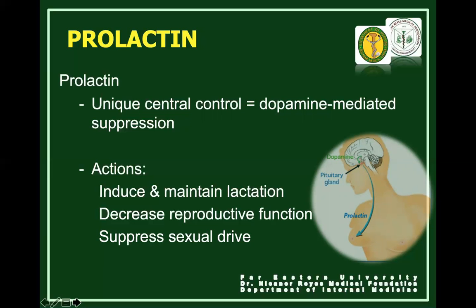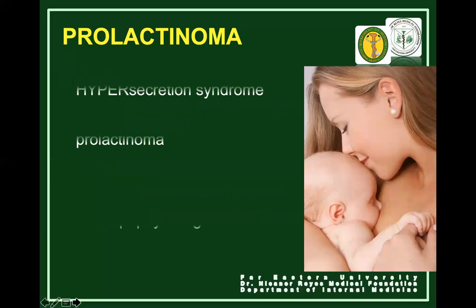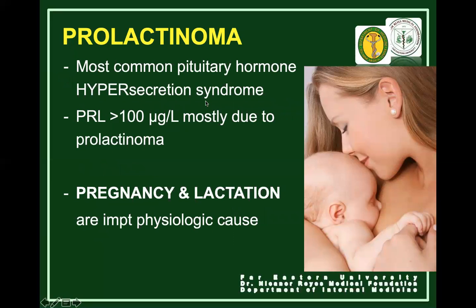Physiologically, that makes sense if you just had a baby and you have to nurture that one, no? So reproduction is suppressed, as well as the sexual drive. So that is the main function of your prolactin. Now, hypersecretion of this prolactin is the most common pituitary disorder, okay? And usually a prolactin level of 100 microgram per liter is mostly due to a prolactinoma.